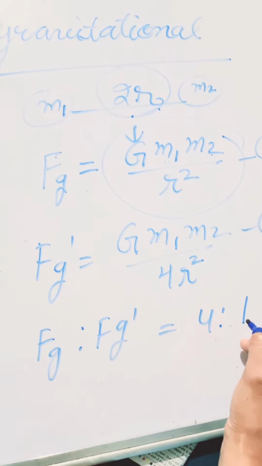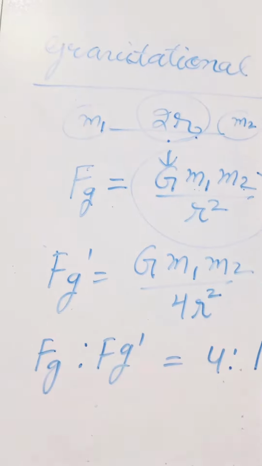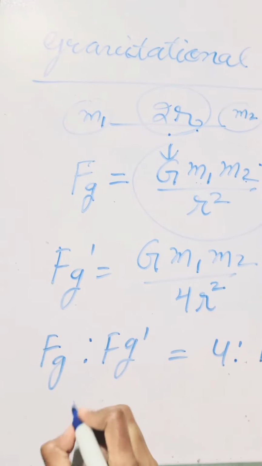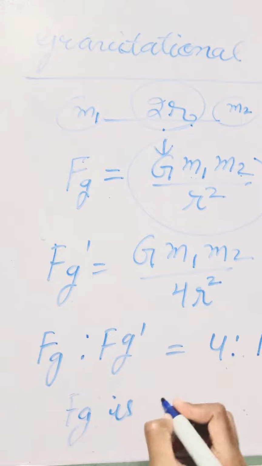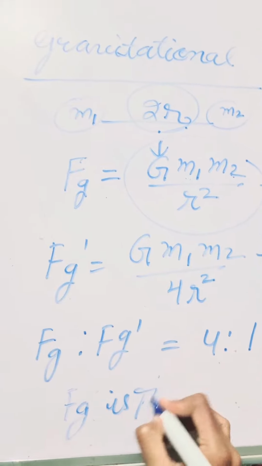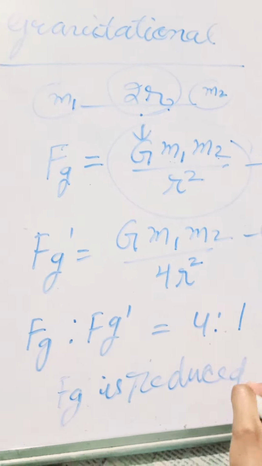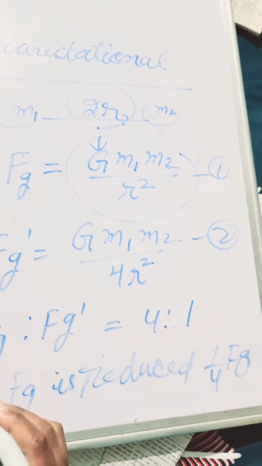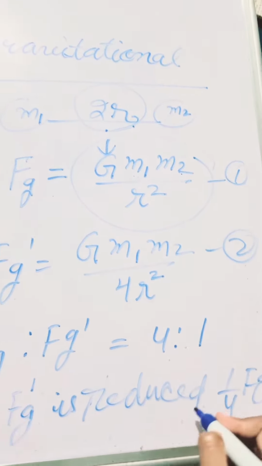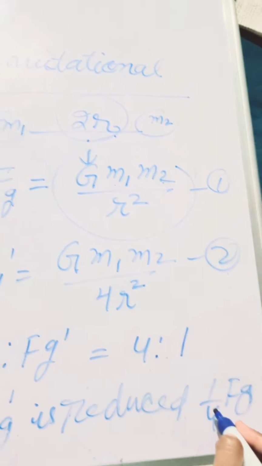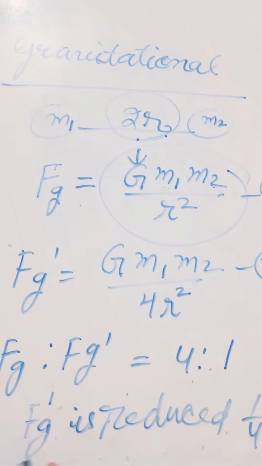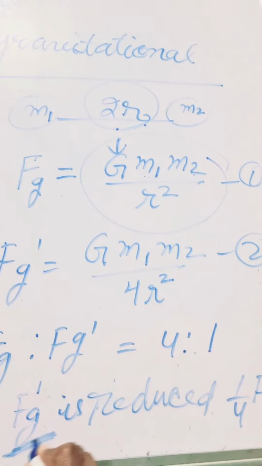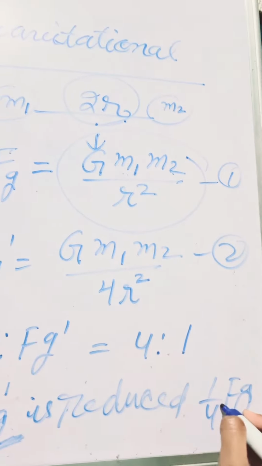So that means force is decreased. We can say force is reduced and became 1/4 of the original. That means Fg dash is 1/4 of Fg, meaning the final force is reduced and became 1/4 part of the initial force.